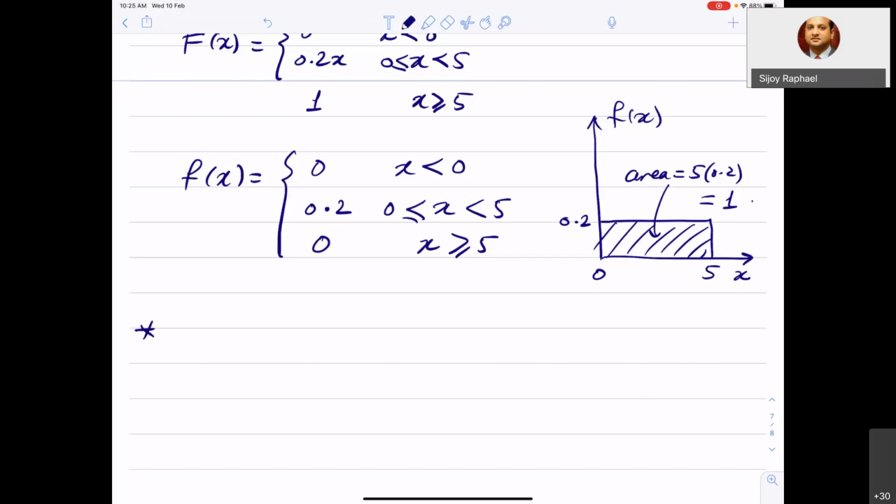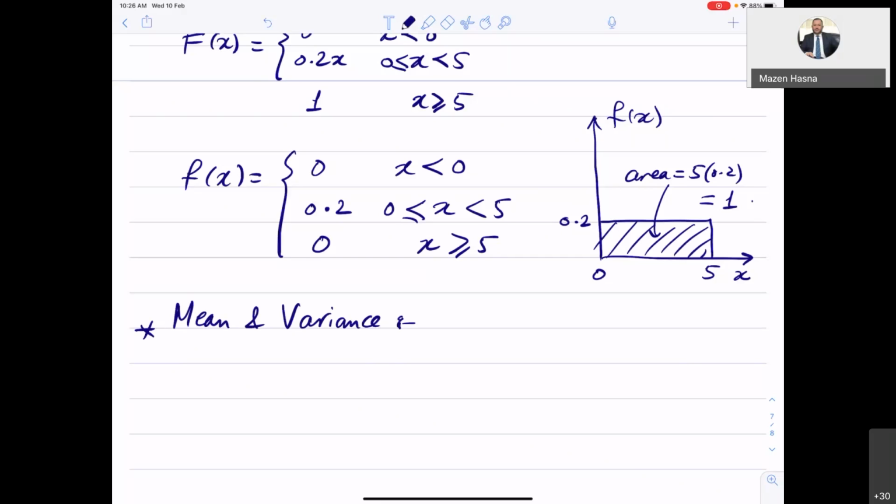So we did the small f of x and capital F of x. The two other measures that we talked about previously are the mean and the variance of a random variable. Always remember that the mean is the expected value, which tells you about the location of the random variable, while the variance tells you about the spread of your random variable.